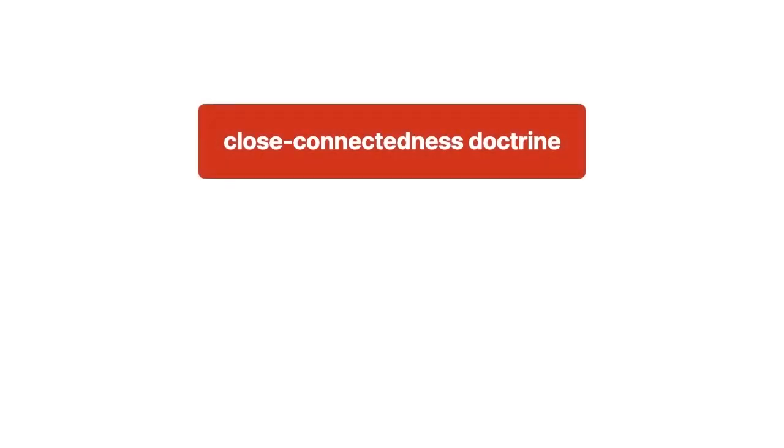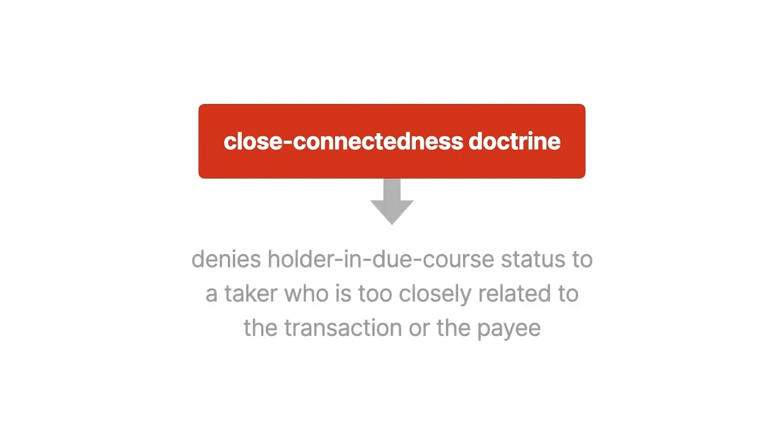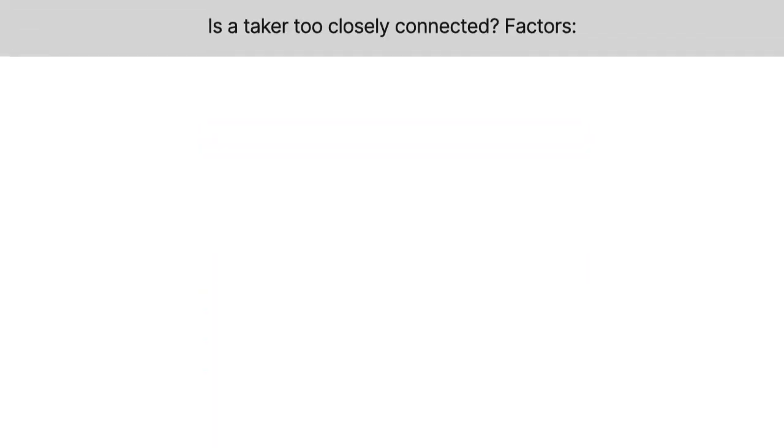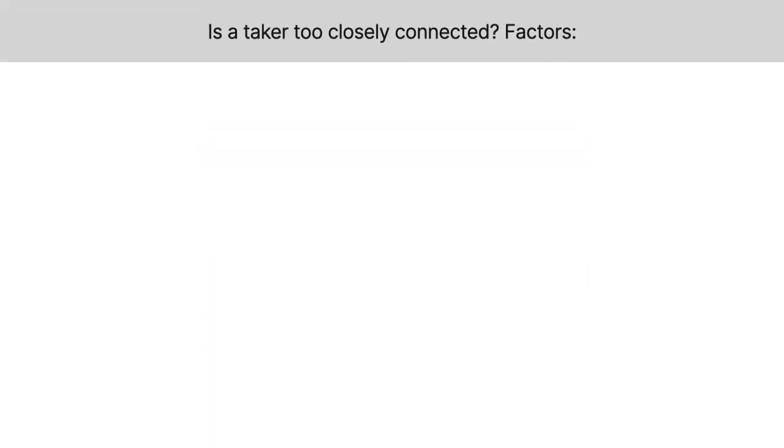To combat these sorts of practices, courts developed the Close-Connectedness Doctrine. The Close-Connectedness Doctrine denies holder in due course status to a taker who is too closely related to the transaction or the payee. Although there is no bright-line rule to determine whether a taker is too closely connected, courts have identified some important factors to consider.